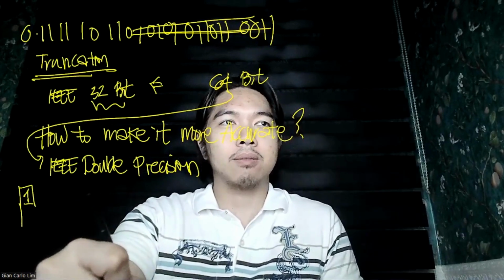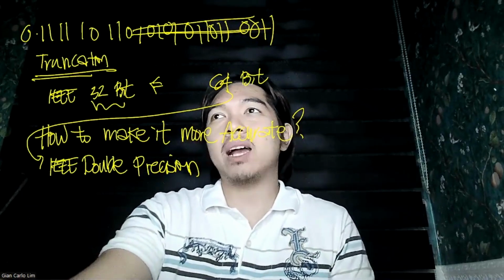Tingnan natin. So, gawin natin ng comparison. Compare natin ha. IEEE single precision versus IEEE double precision. So, single precision, this is a sign bit, isa. Sa double precision, sign bit isa din. So, that is the sign bit.